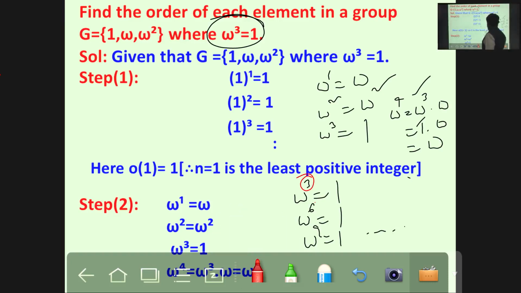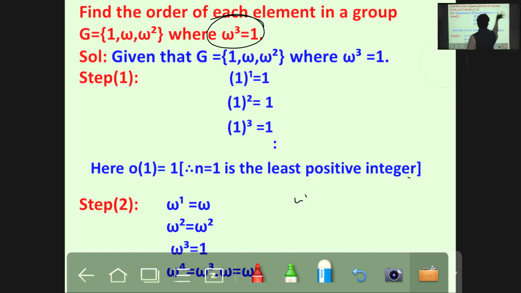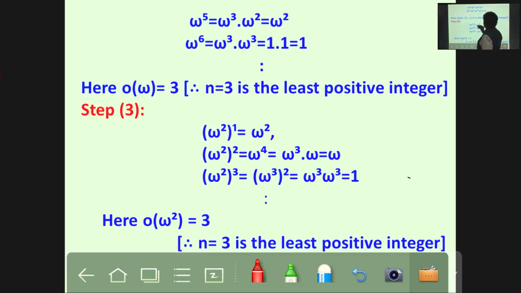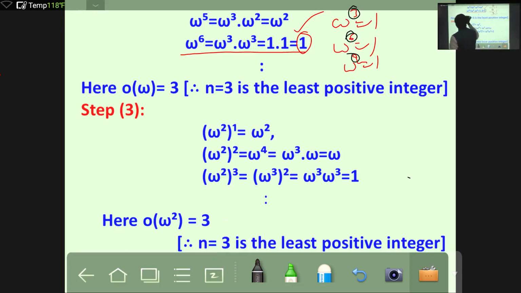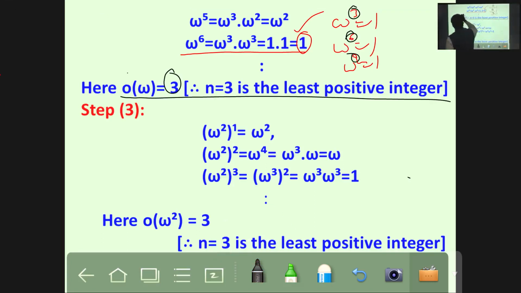So here 3, 6, 9. What is the least positive integer? 3. Once again I repeat, omega power 3 equals 1, omega power 6 equals 1, omega power 9 equals 1. By our observation, 3, 6, 9, and 3 is the least positive integer. Therefore the order of omega equals 3.